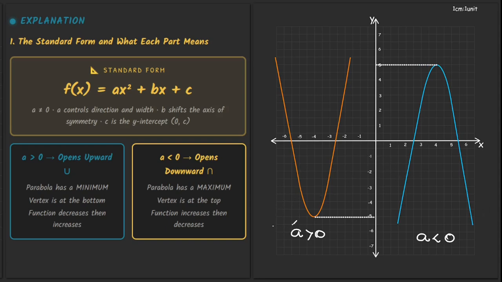So for a greater than 0, it opens upwards and forms a U and has a minimum value. We will look at how to actually get these values. Then we now have what? For a which is less than 0, the function increases to its maximum value and then it decreases. These are the unique features of these two. We then look at the key features of a quadratic function.